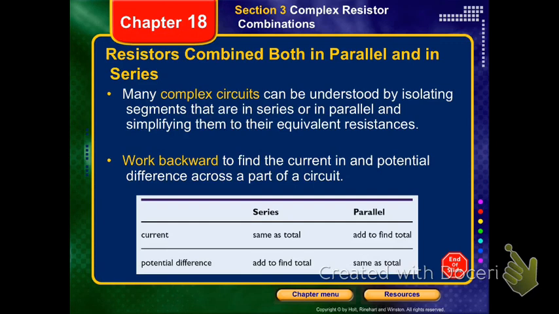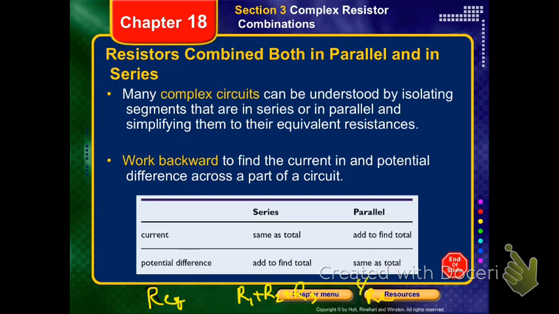What was it for equivalent resistance for series? Do you remember? It was additive for series. So for equivalent resistance for series, additive. What was it for parallel? The opposite. It was the reciprocal. Oh, yeah.